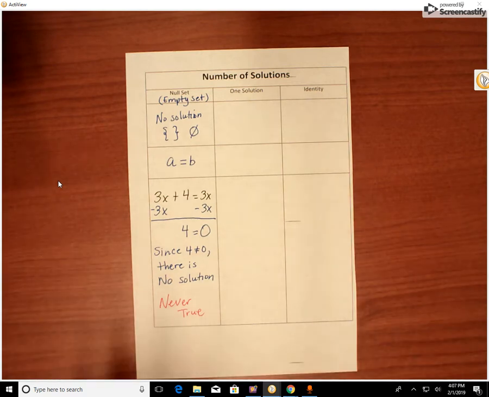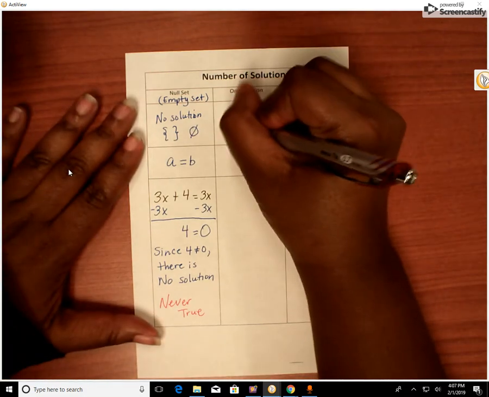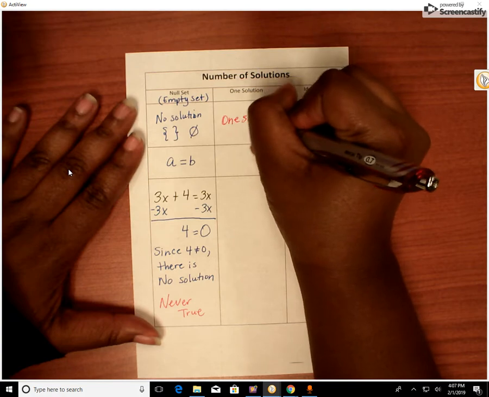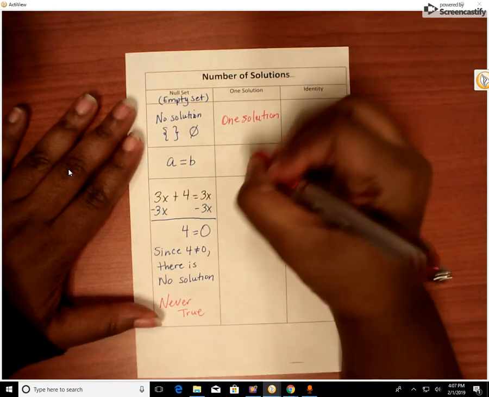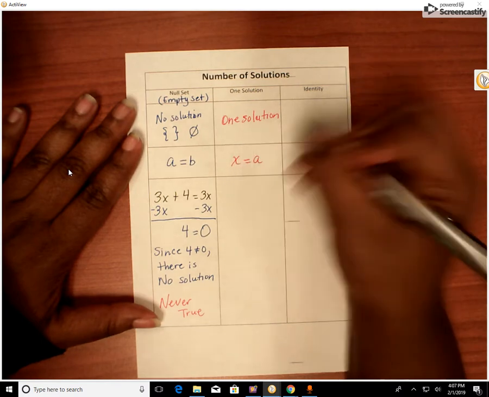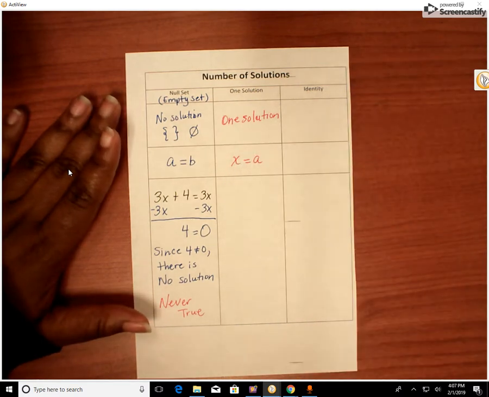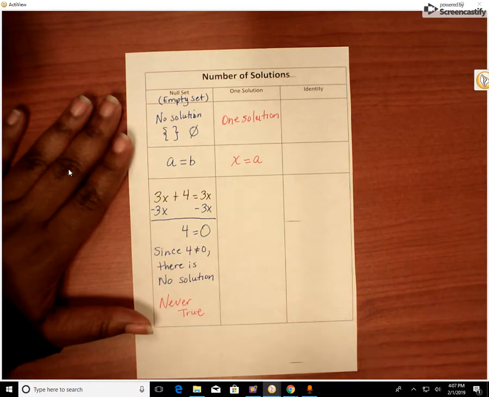The next one is the one solution. We've been working on that since December. One solution. That's all we've been getting. And so it's just called one solution. It doesn't really have another name. And so x will equal a, where x is a variable and a is any number that solves that equation.